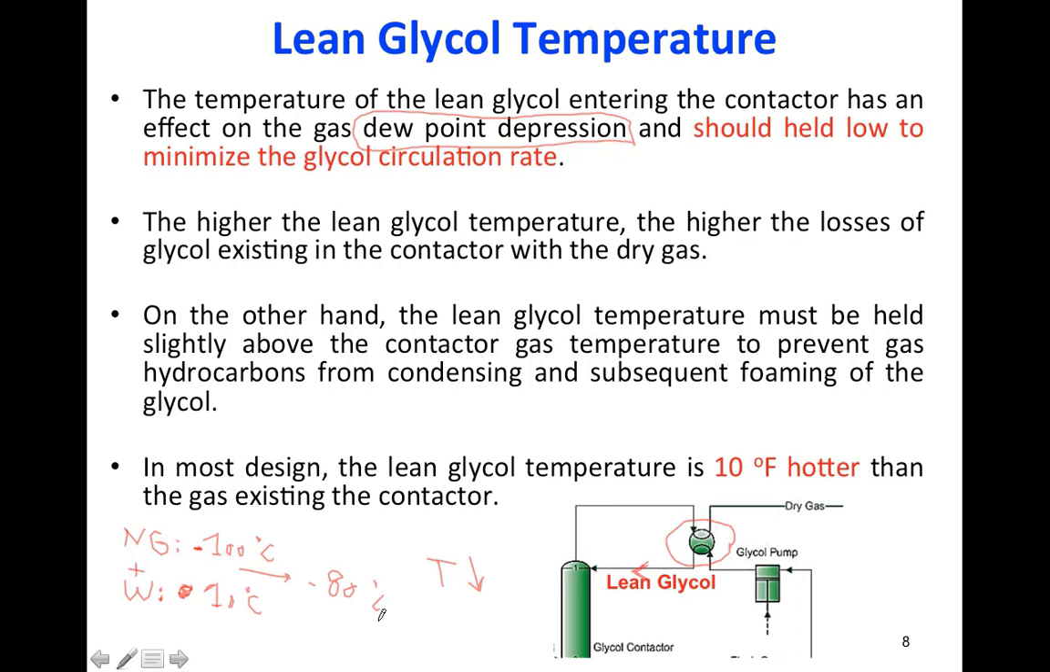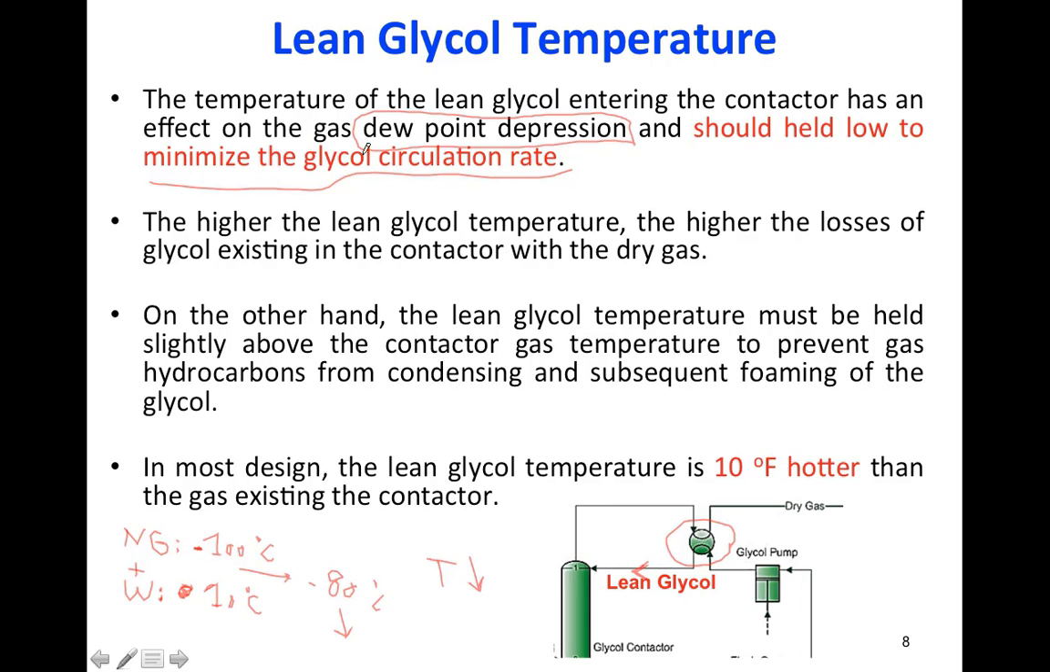If we have depression, it means a decrease in the dew point. If I have a lower dew point, for me it is better, because a lower dew point or more dew point depression means I will have less water content, which is easier to remove, so I will need less glycol or less glycol circulation to remove that water. All right, so this is a more detailed explanation about this dew point depression.